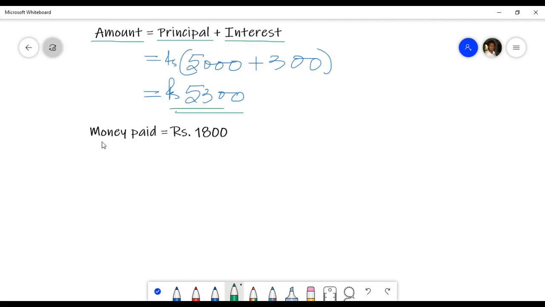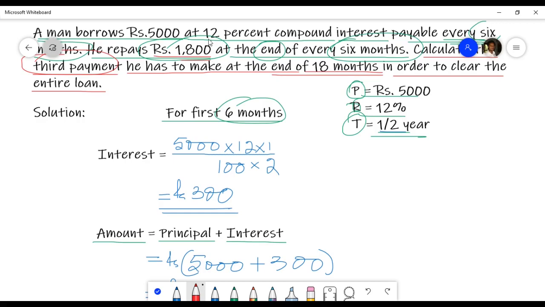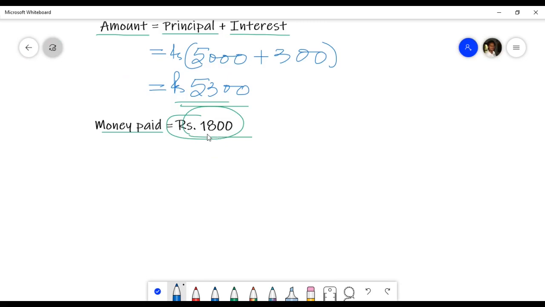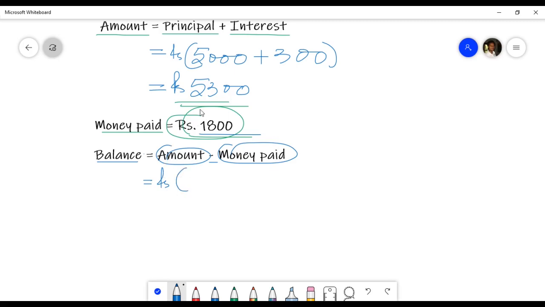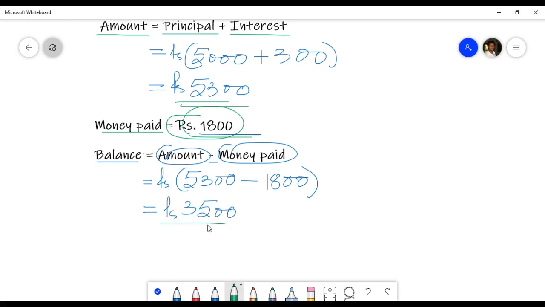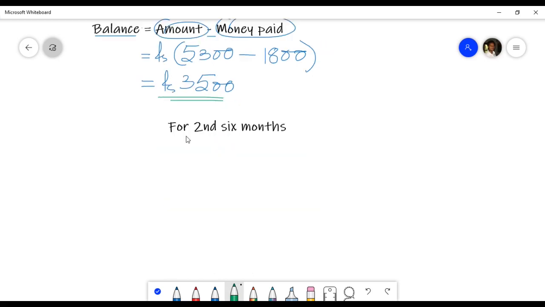Now we know that he has been paying at the end of every 6 months some amount. That's given in the question. He's been paying rupees 1800 at the end of every 6 months. So we'll have to subtract this from the amount that we have found, to get the balance that he has to pay. Amount minus money paid. We'll just replace the values. After subtracting, we get the balance as rupees 3,500. Now this is the actual amount at the end of first 6 months.